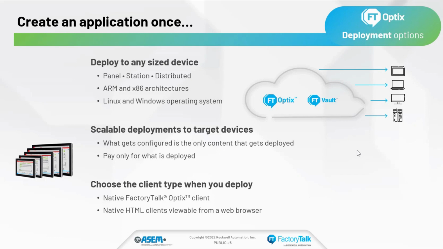And you could choose the type of clients you wish to deploy. There's a native FactoryTalk Optix client, which can run on hardware like Optix PC, industrial PCs and Optix panels. And there's also HTML web clients that can be viewed from a web browser from those same PCs or those dedicated Optix panels, or even your mobile devices as well.